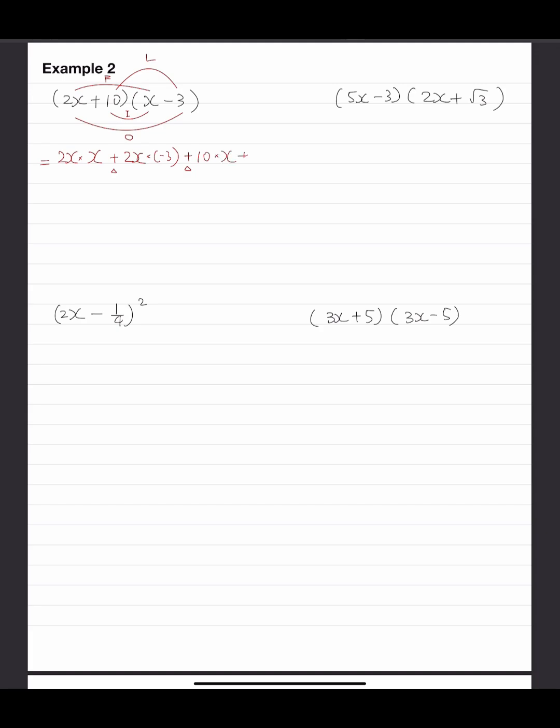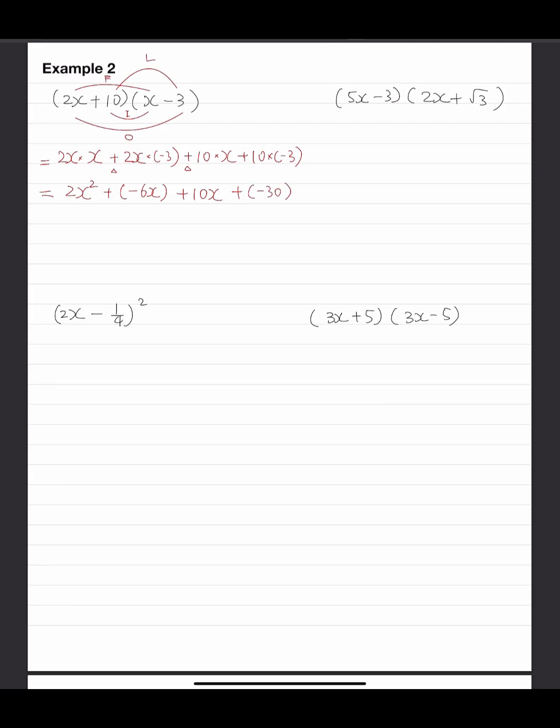And then you plus the last, which is 10 times negative 3. Let's simplify each of the terms here. 2x times x is 2x squared. And then you plus 2x times negative 3 is negative 6x. And then here you have 10x. And the last one you have negative 30.